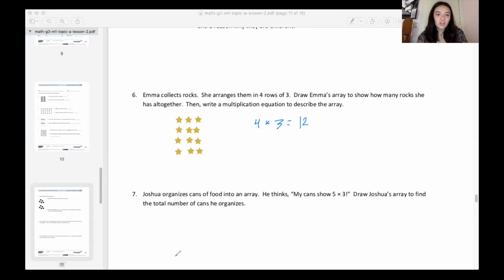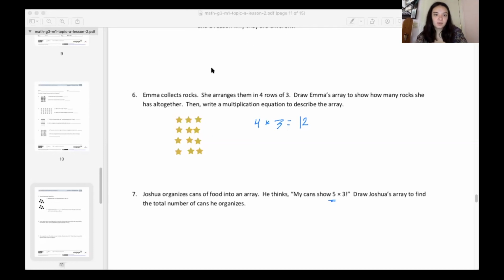Here we go. So Josh organizes cans of food into an array. He thinks my cans show 5 times 3. Draw Joshua's array to find the total number of cans he organizes. So it shows 5 times 3. Remember, 5 is going to be the number of groups, and 3 is how many are in each group.